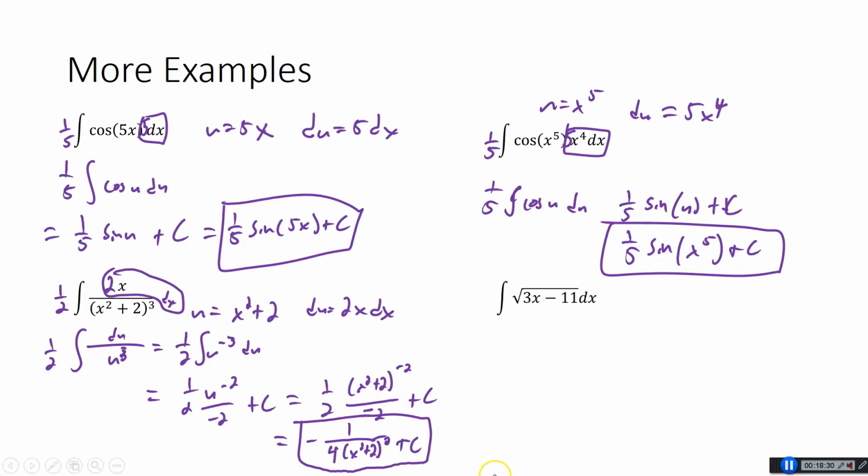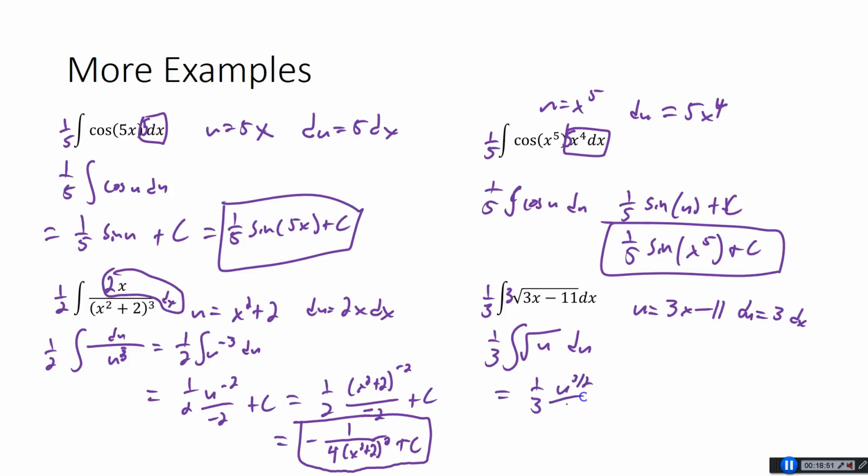Yep, works for me. Next up, good choice for you here is 3x minus 11. So then du is 3 dx. So we need that 3. Let's put it here, because I'm getting out of room over there, 1/3 here. So the 3 dx turns into a du. I have 1/3 integral square root of u du, which should be 1/3 u to the 1/2. So it's u to the 3/2 divided by 3/2 plus c.